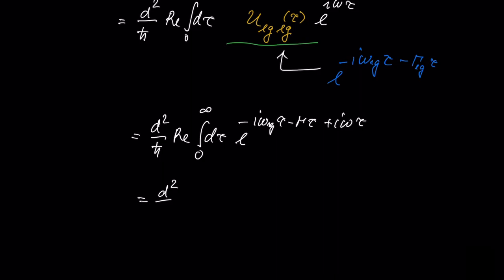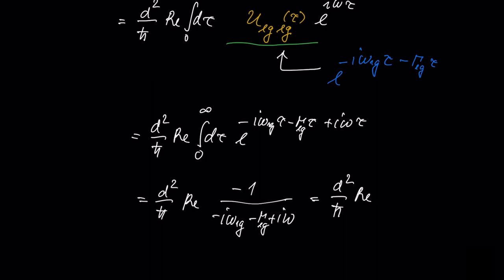So we get d square divided by h bar, real part of 1 over minus I omega eg minus gamma plus I omega. This will be multiplied by the same exponential at times infinity, which gives 0 because gamma is positive, and at 0 it gives 1, which comes with a minus. So this is what we get here. As a result, this is a real part of 1 over gamma eg minus I omega eg minus omega. This can be extended by gamma eg plus I omega minus omega eg, and we divide by the same.